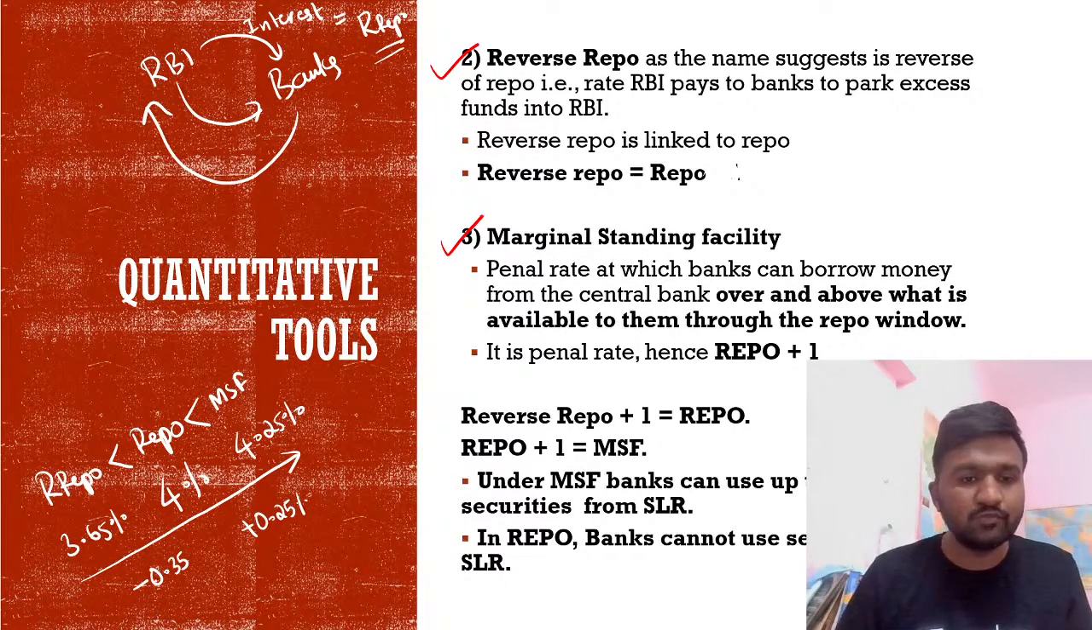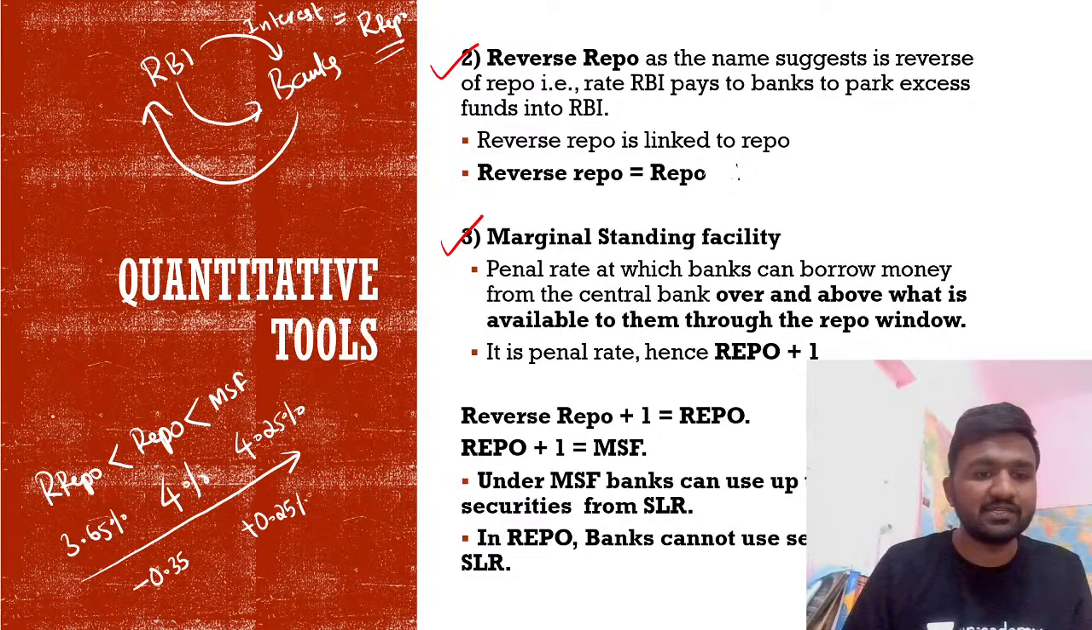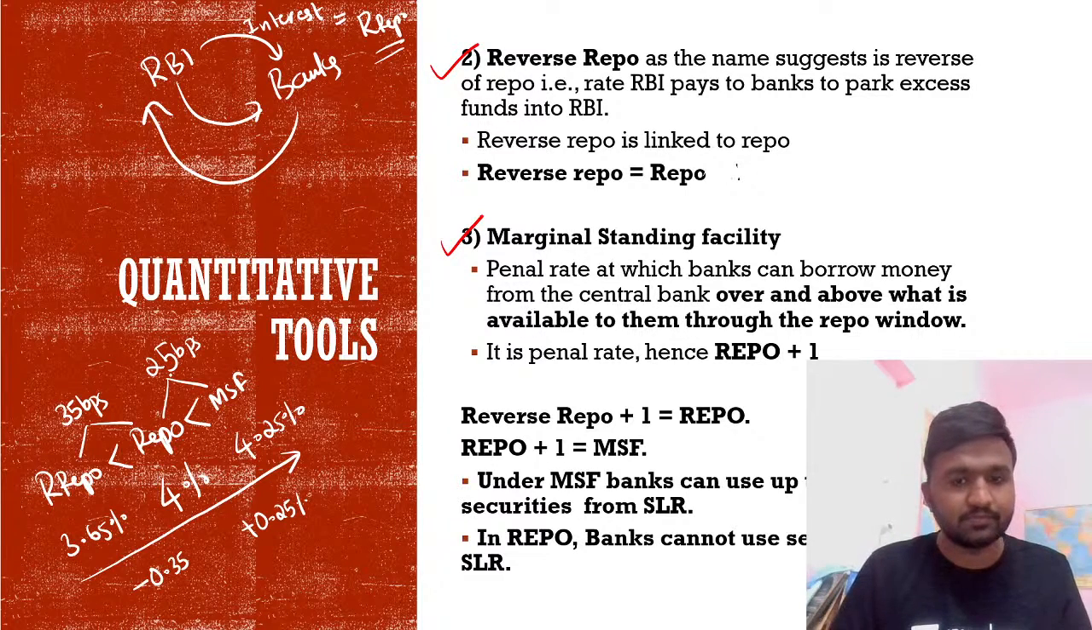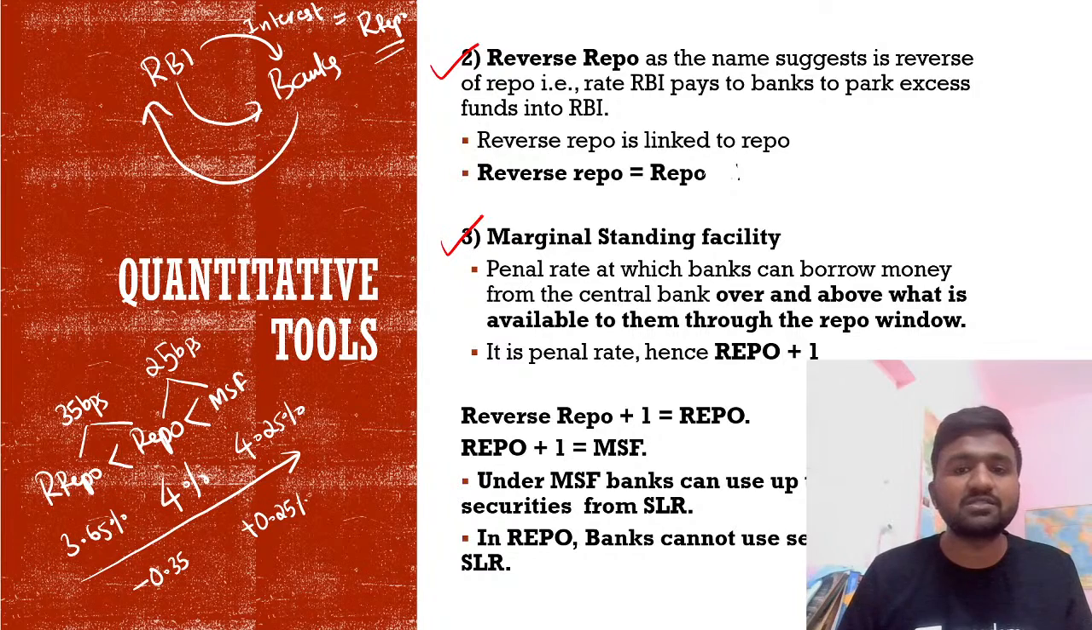Yes, usually we call it basis points. It is 35 basis points difference between reverse repo and repo, and there is a 25 basis points difference between repo and MSF. Okay, so marginal standing facility is that rate. You got it about reverse repo.